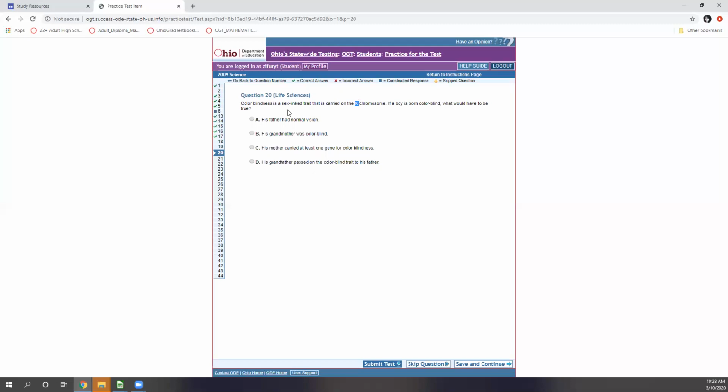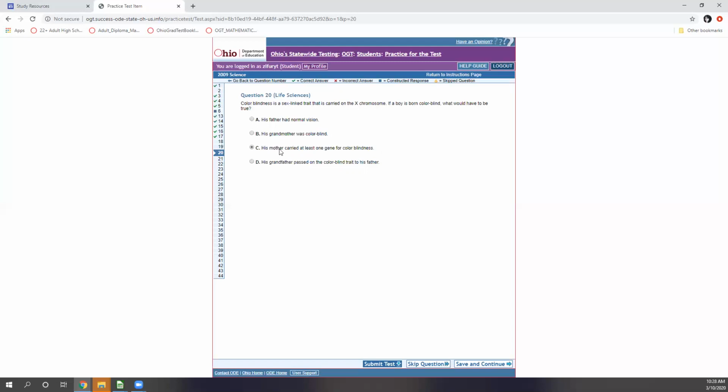Okay, so what would have to be true if color blindness is a sex-linked trait that's carried on the female chromosome? His father had normal vision. His grandmother was colorblind. His mother carried at least one gene for color blindness, or his grandfather passed on the colorblind trait to his father. Well, it is his mother carried at least one gene for color blindness. So if you knew that the X chromosome was a female chromosome, you should have automatically whittled down the answers to the grandmother or the mother.